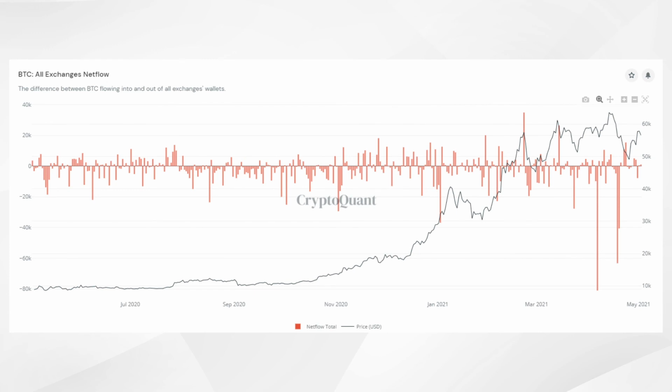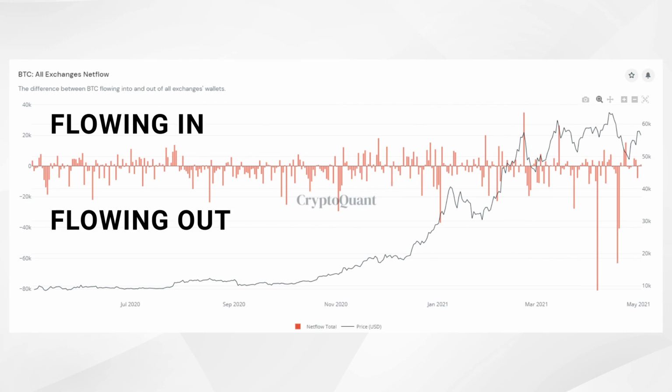The fifth and final chart is from Cryptoquant. The All Exchanges Netflow shows Bitcoin moving in and out of the exchanges' wallets. An exchange is a company like Coinbase or Binance. From the chart shown, when there was a mass exodus of Bitcoin away from the exchanges, the price of Bitcoin generally takes a nosedive.